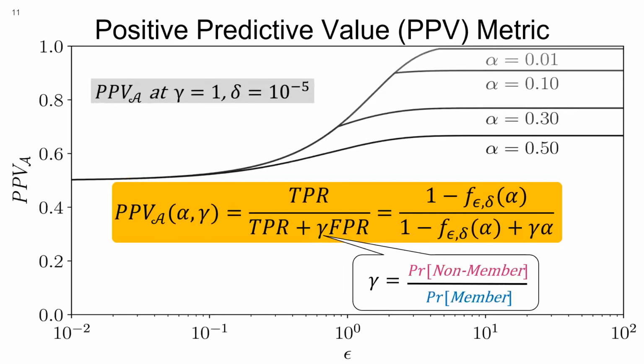The figure denotes the upper bound on the PPV metric for various false positive rates at varying privacy loss budgets in the balanced prior setting. For very small epsilon values, the PPV is close to 0.5 regardless of the false positive rate. But at higher epsilon values, the PPV bound is greater for smaller false positive rates. Hence, the attacks that can achieve smaller false positive rates can pose more severe privacy threats.